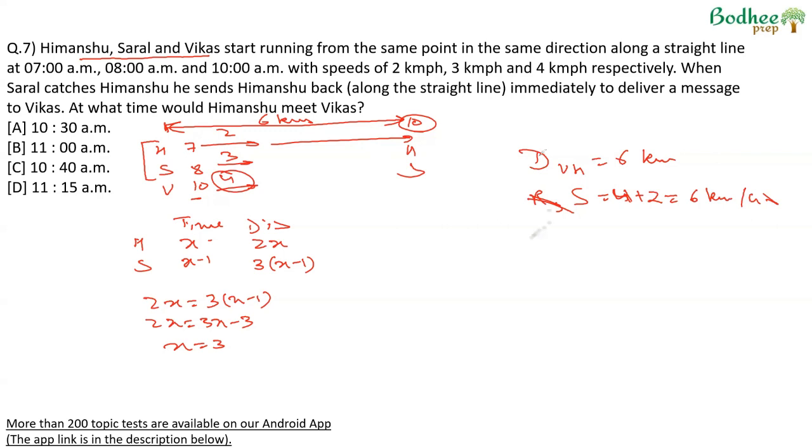At what time will Himanshu beat Vikas? So time taken will be distance upon relative speed, which is 1 hour. Himanshu starts to travel towards Vikas at 10 o'clock. After 1 hour, that is at 11 a.m., Himanshu and Vikas will end up meeting.